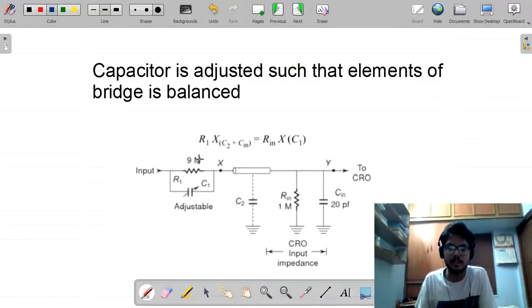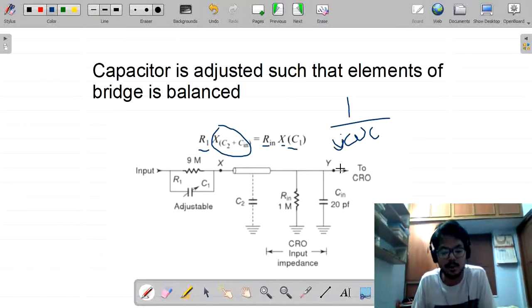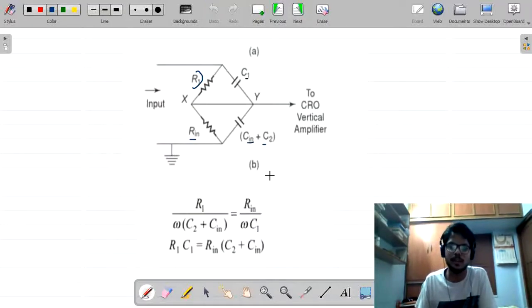Yes, R1 into the impedance of C2 plus Cin is equal to Rin into the impedance of C1. We know that the capacitor impedance is 1 by j omega C. So just replace it: R1 by j omega (C2 plus Cin) equals Rin by j omega C1.